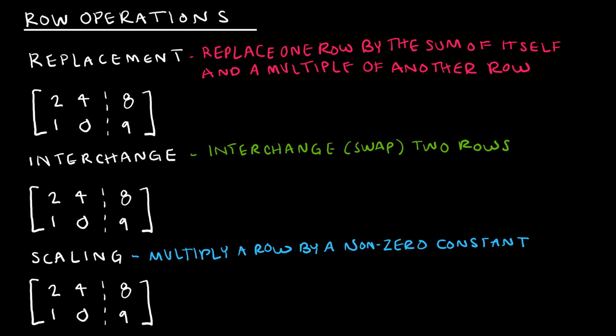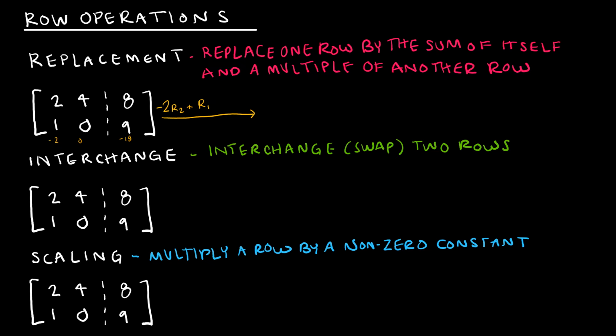We have 3 row operations to choose from. The first is called replacement. Replacement tells us that we can replace one row by the sum of itself and a multiple of another row. Really, we can use multiples of either row to do this. So essentially, I might be doing something like, let's take negative 2 times row 2, which of course is going to turn this into -2 and 0 and -18. And perhaps I'll want to add that to row 1.